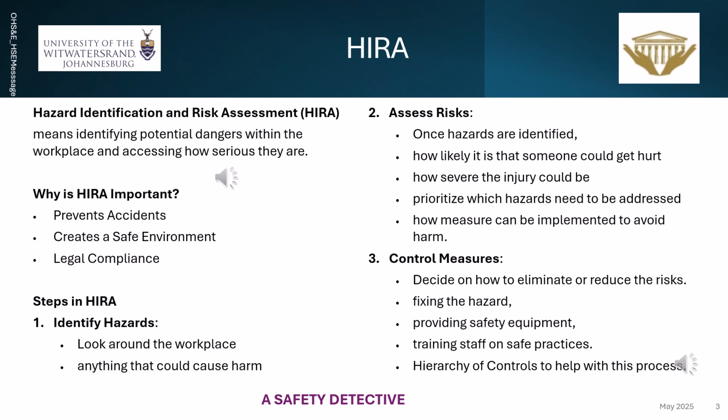Why is HIRA important? Preventing accidents. By identifying and assessing risks, we can take steps to prevent accidents or incidents before they happen. Creates a safe environment. Ensures that the workplace is safe for everyone, which can improve morale and productivity. Legal compliance helps the organization to comply with the OHSE Acts and other acts and regulations, and avoid fines or any legal issues which may arise.